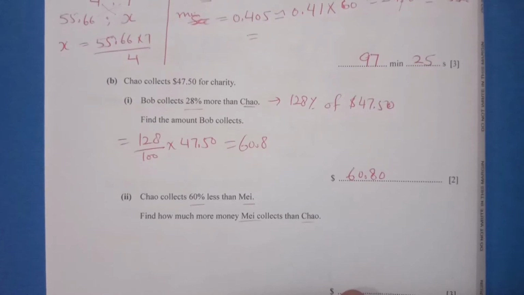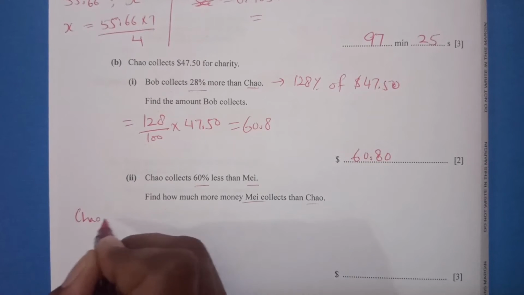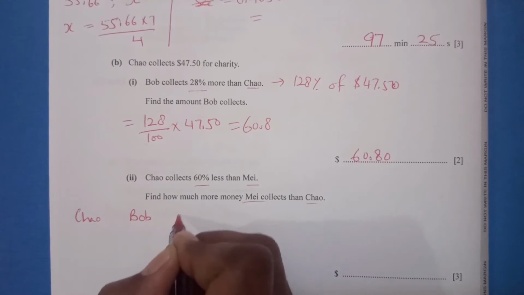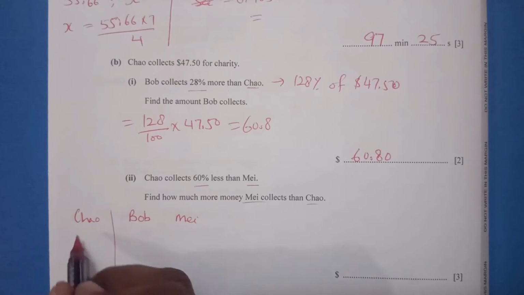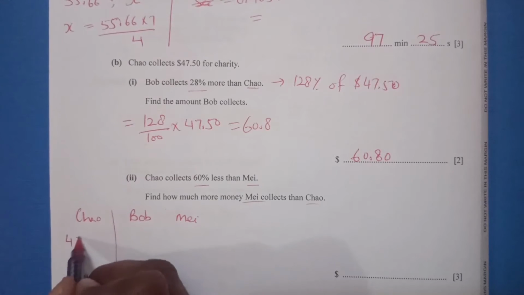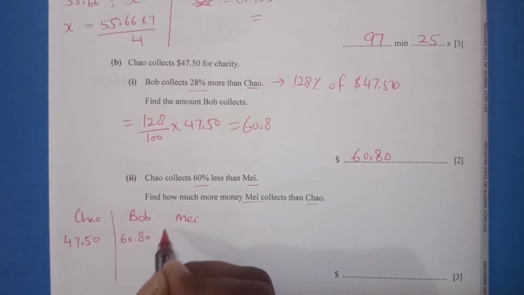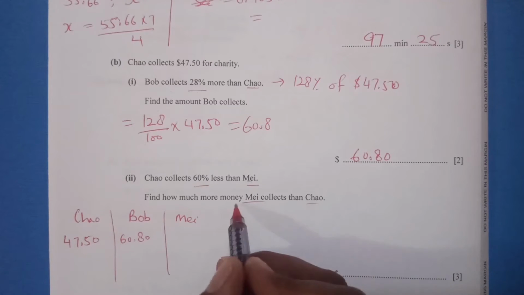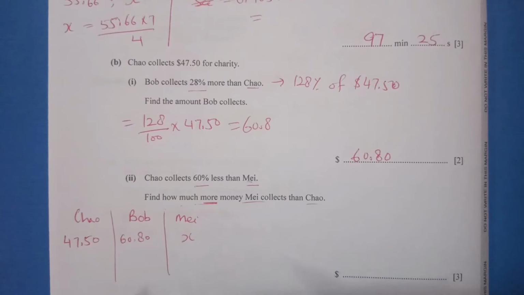So now we can compare all the three here. First one is Chow, then Bob, then we have May, right? So this one is, Chow collects 47.50, Bob collects 60.80, and we are looking for May because we need to find out the difference, how much more money May collects. So we don't know about him.